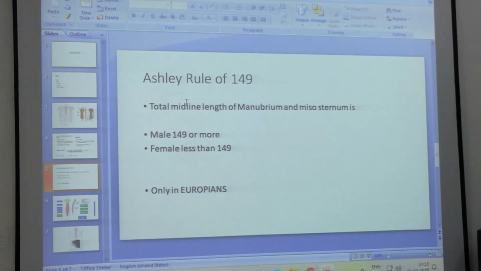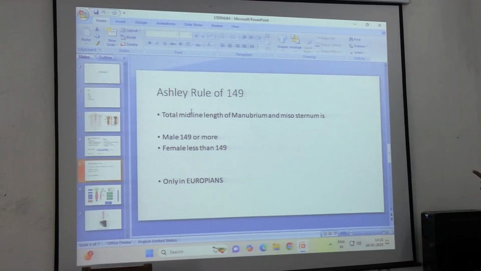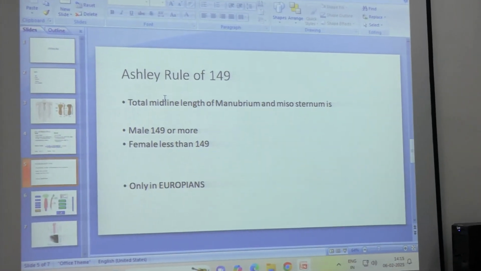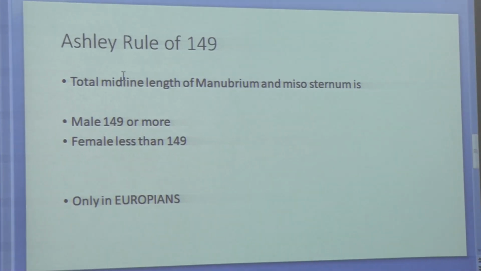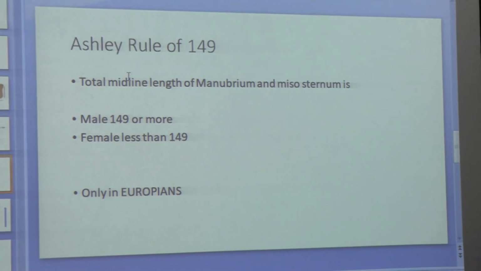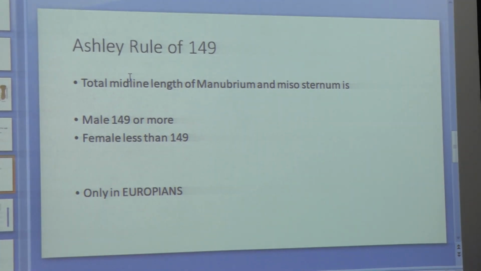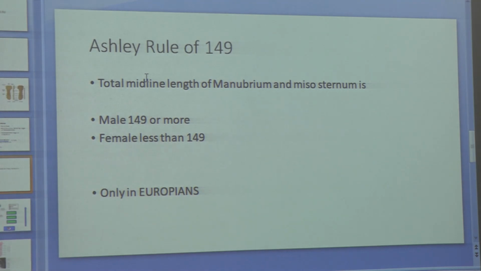We discussed Ashley's rule, the 149 millimeter rule. For Europeans, this is applicable. So the manubrium sterni with the body, if we measure it by a scale, we will normally get 149 or more for males and less than 149 for females. But this is mostly applicable in Europeans. Fine.